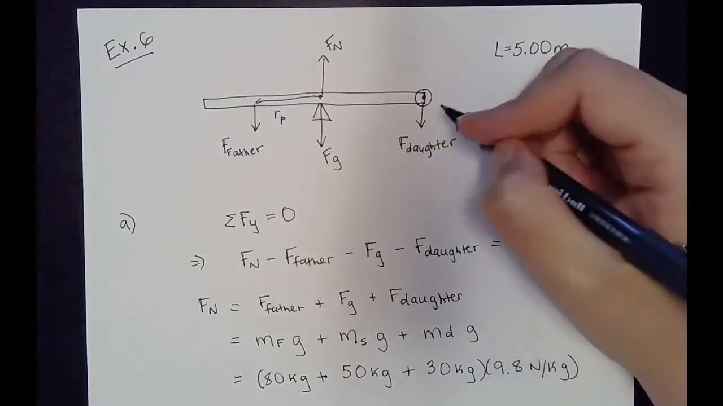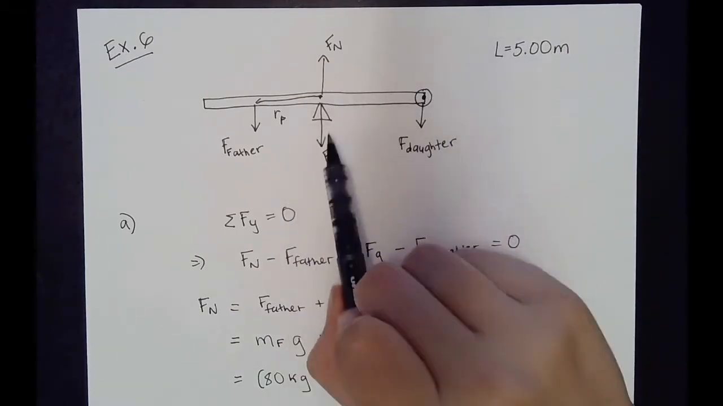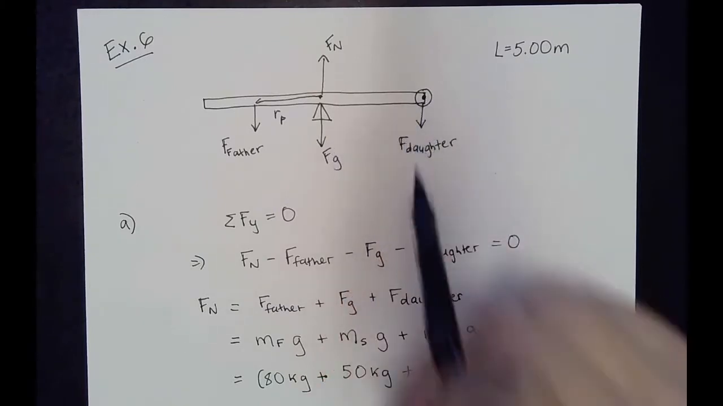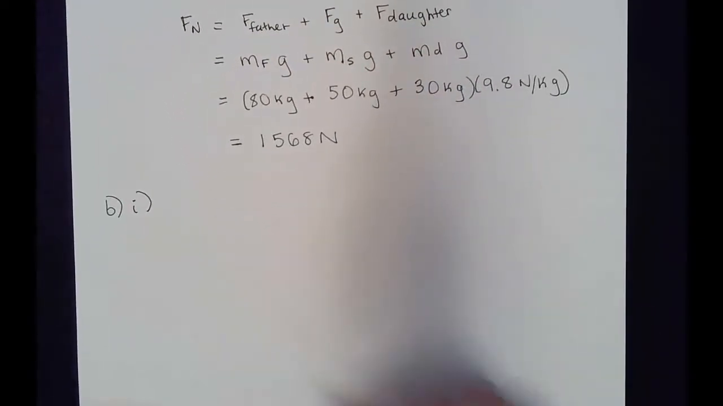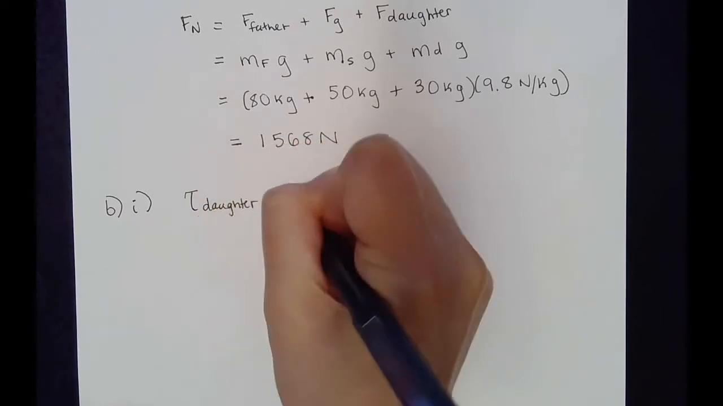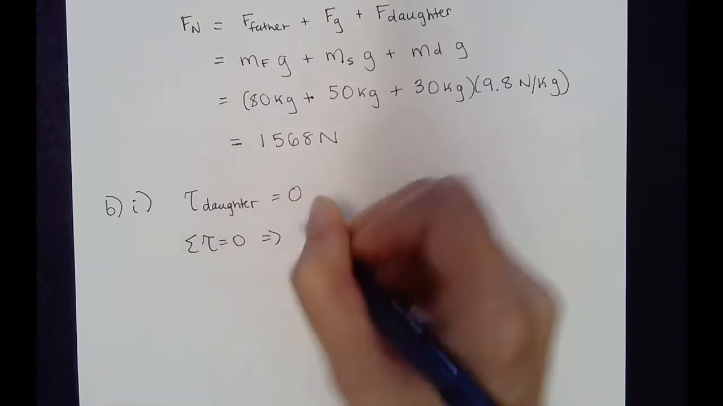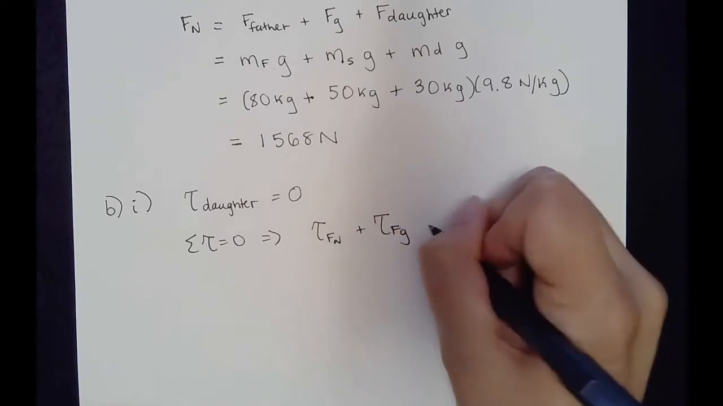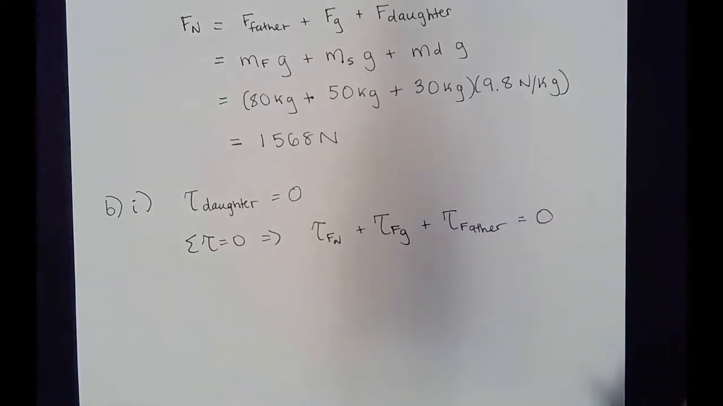In that case, the torque due to the daughter is equal to 0, but the torque due to the normal force and the weight will actually be non-zero if we imagine this as our axis of rotation. So let's do that. The torque due to the daughter is equal to 0. So the sum of our torques equals 0, which means that we'll have the torque due to Fn plus the torque due to the weight plus the torque of the father all add to 0.